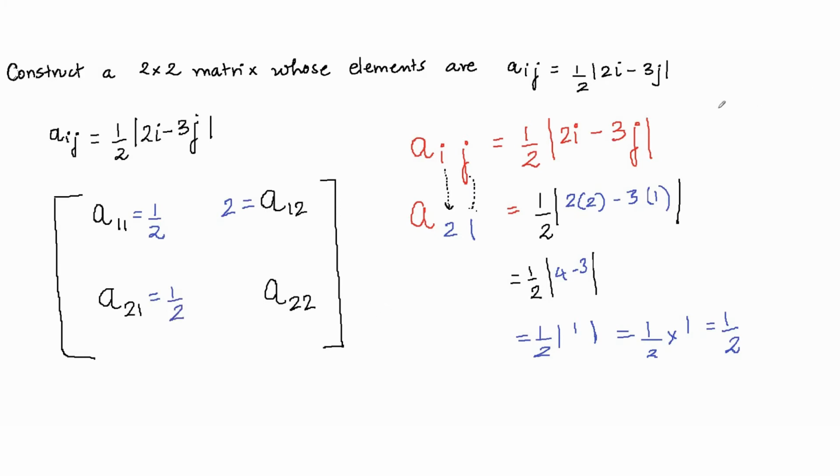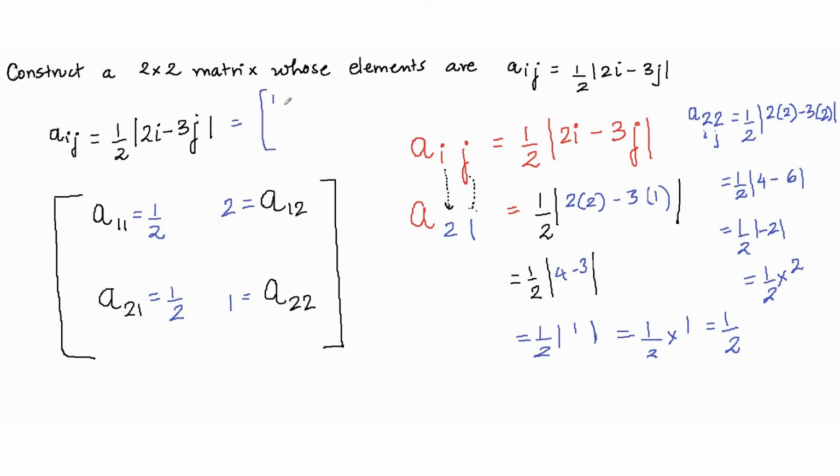And now if I want to find A22, I will substitute i as 2 and j also as 2. So this becomes half of magnitude of 2 times 2 minus 3 times 2. So this becomes half of 2 twos are 4 and 3 twos are 6. So this becomes half of magnitude of minus 2, and magnitude of minus 2 is 2, which means this is half of 2. And half of 2 is equal to 1. Therefore, the matrix that you have constructed now is half, 2, half and 1. And this is my final answer.